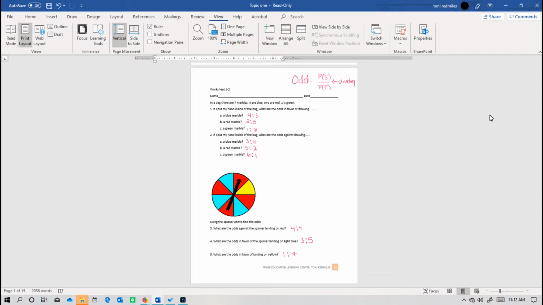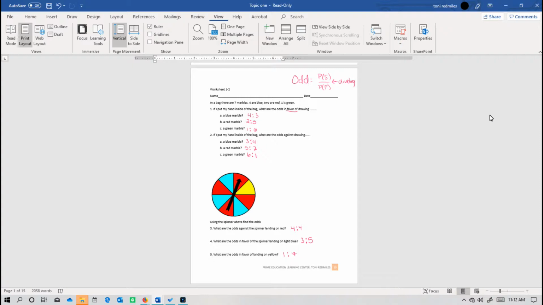Okay, so if I was looking at this common sense, I have 7 marbles in a bag, 4 blue. That means there's 4 marbles that are in favor of me pulling it out. That means 4 comes first because we're odds in favor. And then there are 2 reds and 1 green, which equal 3, that I could pull out that would not be in favor of me pulling a blue. So the odds are 4 to 3. They're 4 in favor, 3 against.